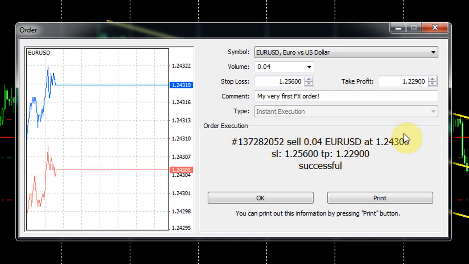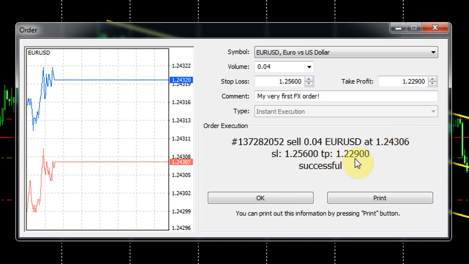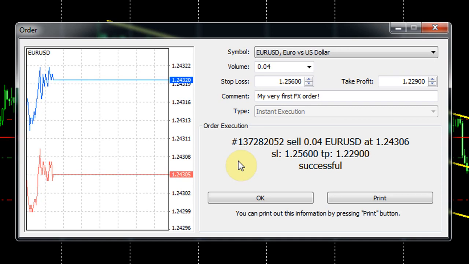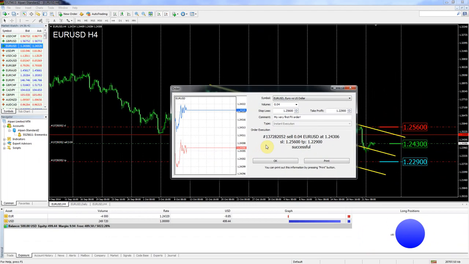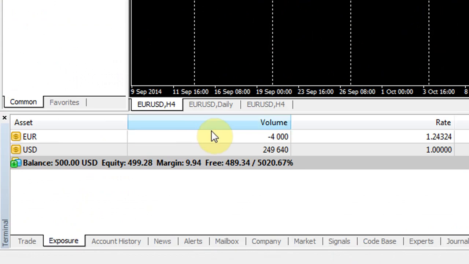That's the price at which it was executed. Stop loss and take profit just as we specified. So that's perfect, and congratulations on that. That's a very big step, very big first step in your Forex trading career. So I'm just going to click OK here. As you can see, we've got new exposure to the euro here. It is negative because we conducted a sell order.